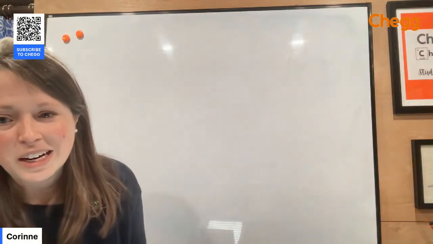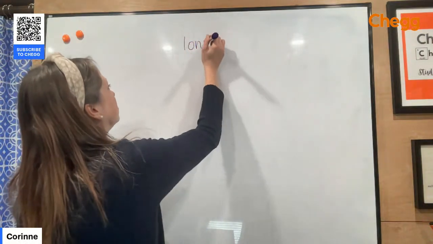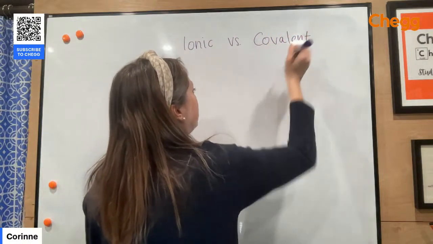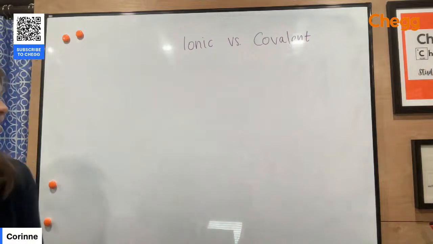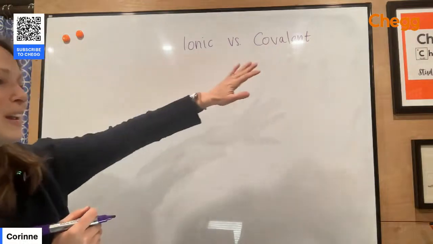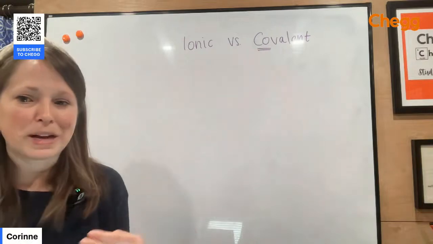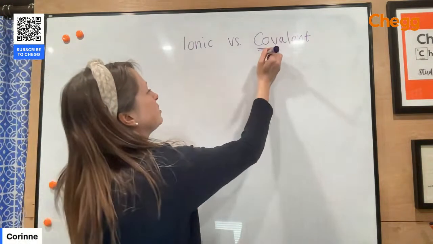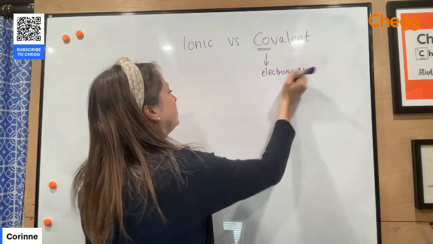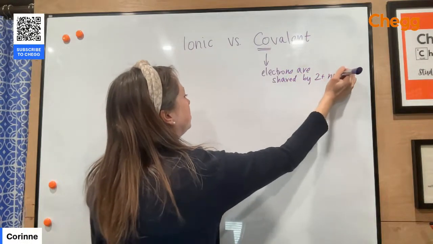All right, so ionic versus covalent bonds. I do not like how every chemistry class is just filled with really confusing terminology, so anytime I can give you a trick to break it down, I'm going to give that to you. For covalent bond, think about the word co. Someone is codependent, right? You are sharing. So this is when electrons are shared by 2 or more nonmetals.